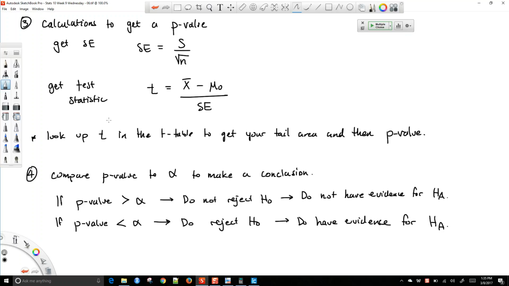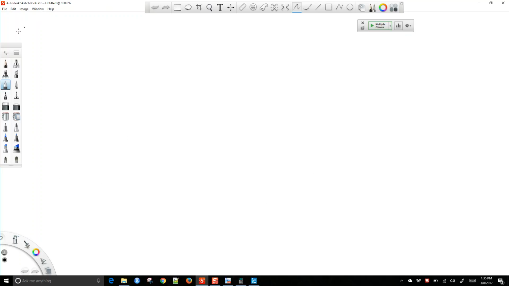It's just now I've got x bars and mu's instead of p hats and p's, and we've got t's instead of z's. Okay, but using the t-table is significantly different, okay? And so let me explain how we do this. Using the t-table to get your p-value. Well, first we'll do using the t-table to get your tail area.